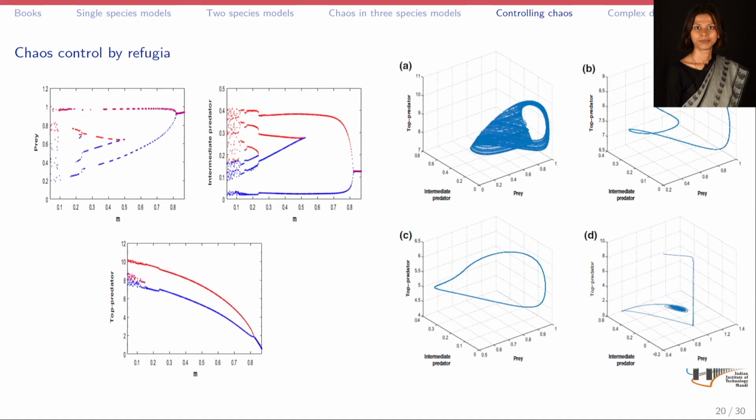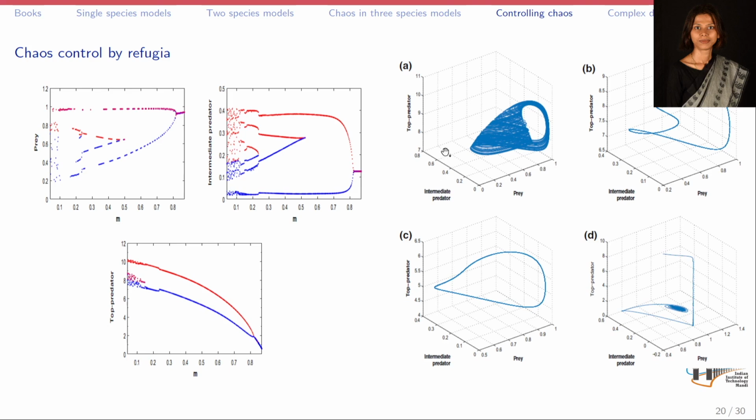Further, we attempted to see the effect of refugia on the control of chaos. Can refugia also control chaos? As we just saw, the allele effect has a significant impact on chaos control. It can actually control the chaos present in the model system. So here the refugia parameter M was considered as one of the bifurcation parameters, and we saw the change in the three populations: prey, intermediate predator, and top predator. As the refugia effect is introduced and increased, the chaotic dynamics changes into stable dynamics, as can be seen in all three populations.